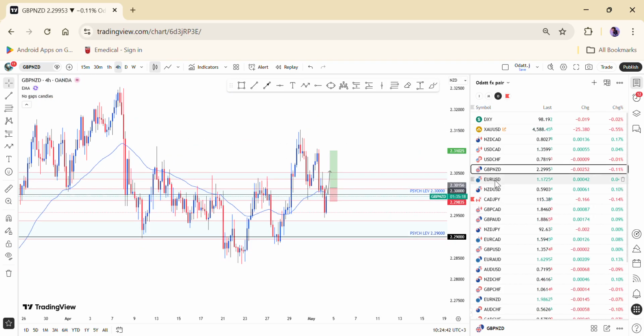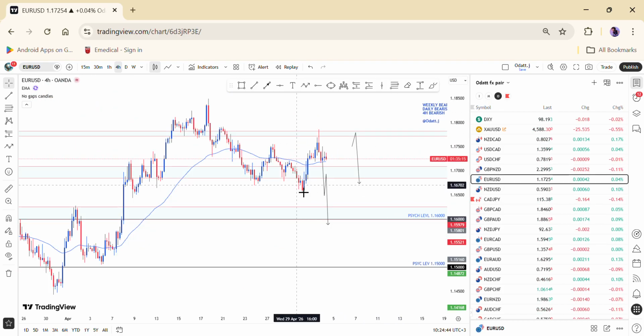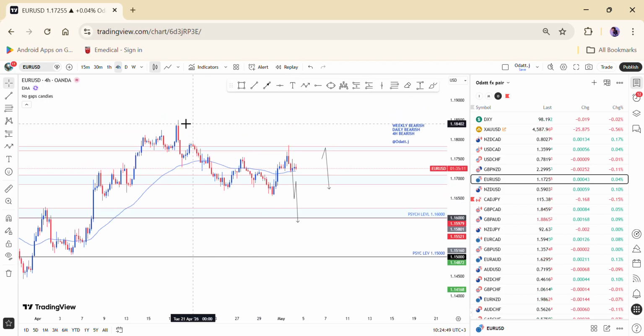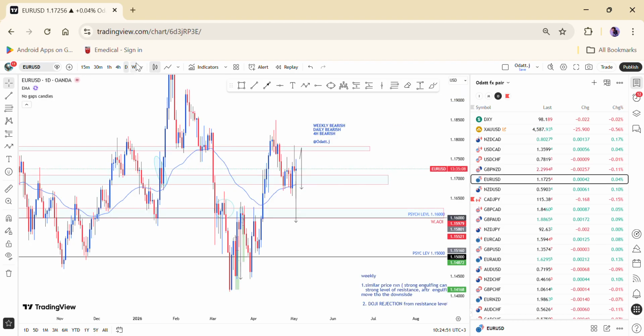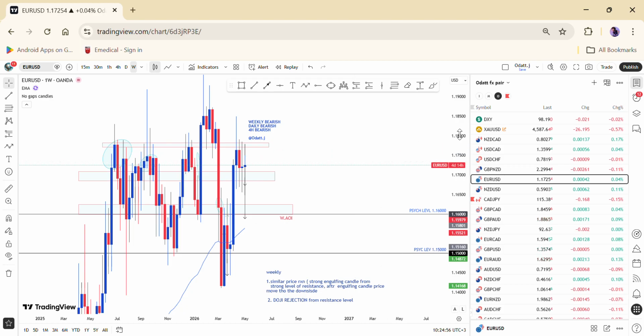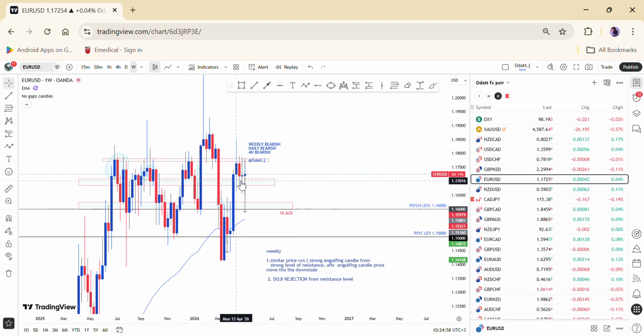Another is Euro USD. Let's see the daily and weekly a little bit. Weekly structure is actually bearish. As you can see, we have low, high, low, shift structure. So weekly, we are actually strong bearish.